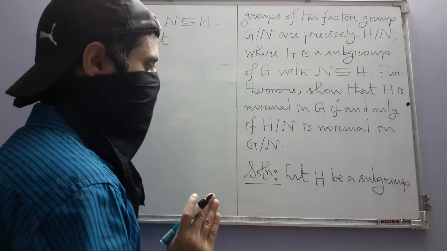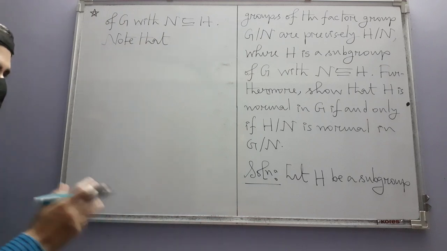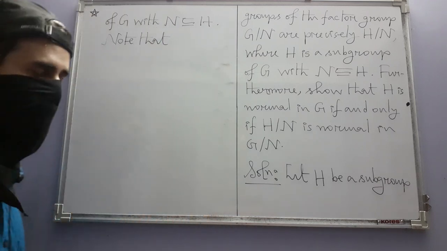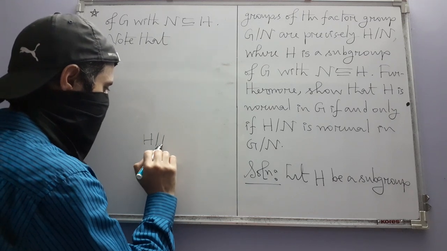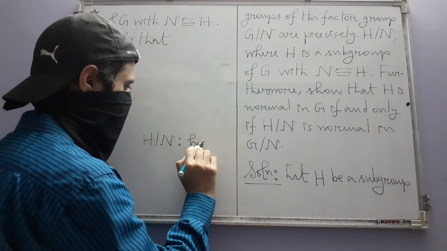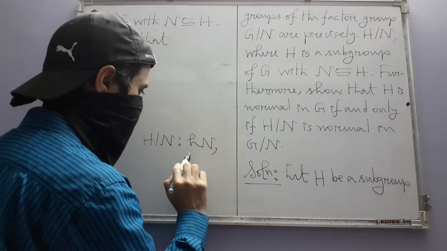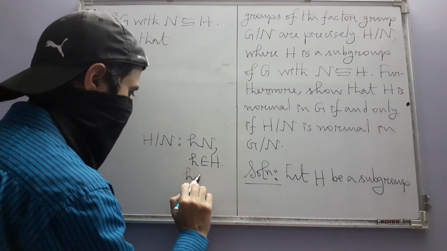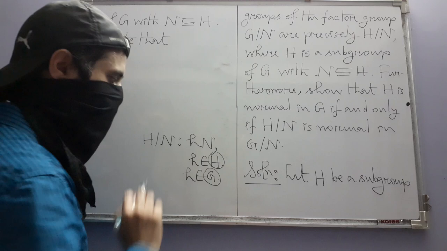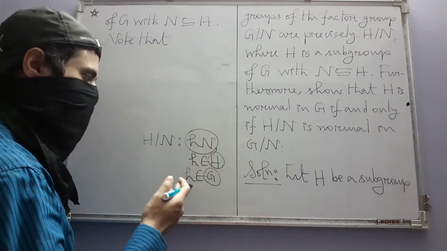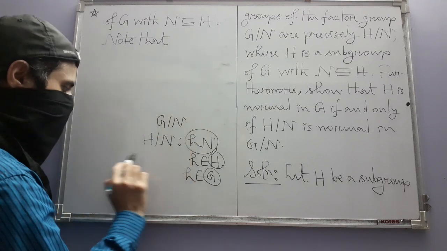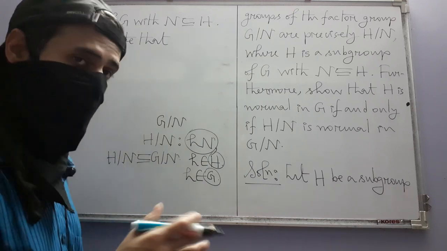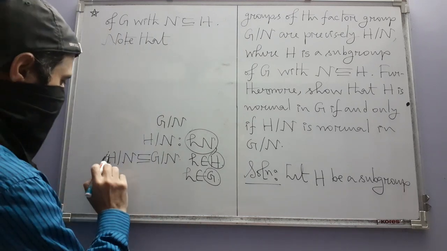Okay, so now our aim first of all is to prove that H by N is a subgroup of G by N. We already know that H by N is a subset of G by N. Why? That's because the elements in H by N look like this: Hn, these cosets where h is coming from H. But if h is coming from H, then of course h is also coming from G, because H is a subgroup of G. So these cosets are after all elements in G by N. So we already know that this is a subset of G by N.